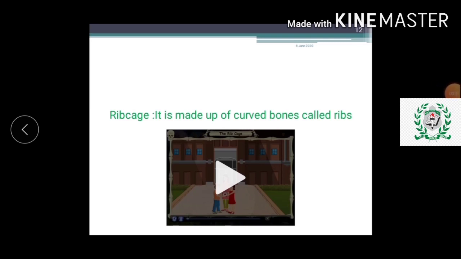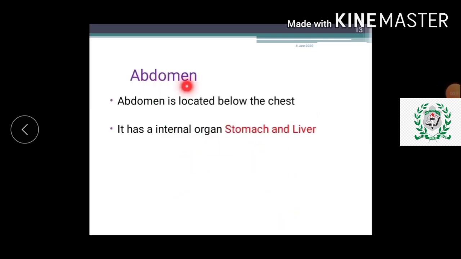now let's see the external body part, that is abdomen. So abdomen is just present below your chest. Okay, it also has internal organs called stomach and liver. Now let us learn the function of stomach and liver.